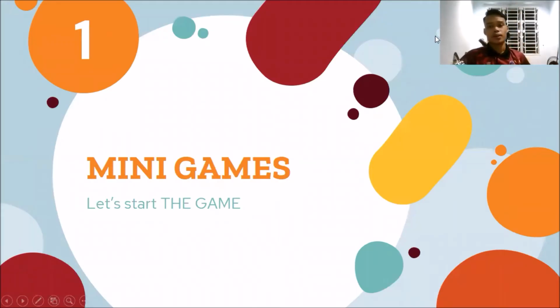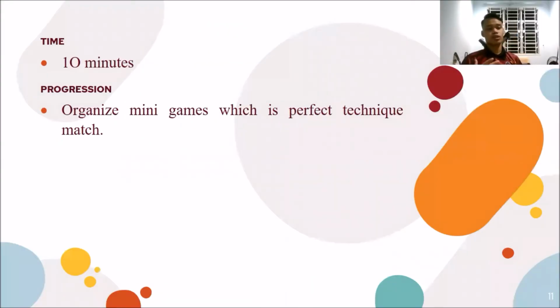Okay, the mini game or mini event that we provide in our lesson plan is the mini event that applies all the techniques that we have taught to them. Okay, let's start the game. The time for this mini event or mini game is 10 minutes for a match, and the progression is an organized mini game, which is called perfect technique match. Okay, what is the perfect technique match?